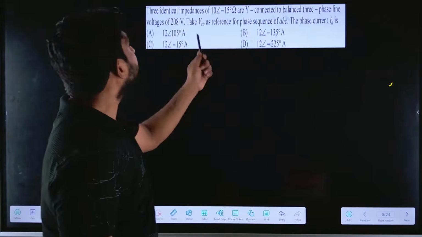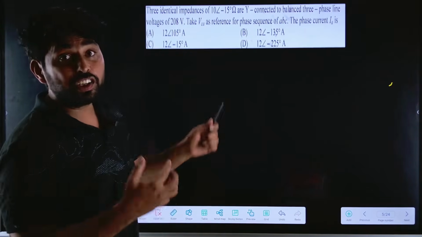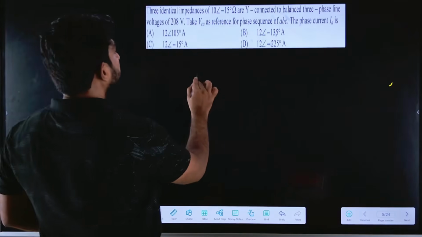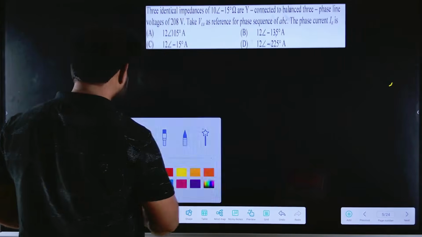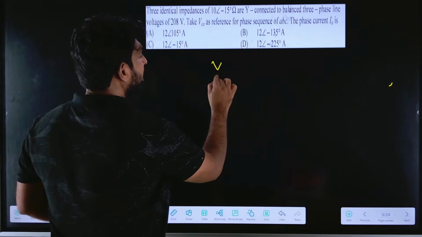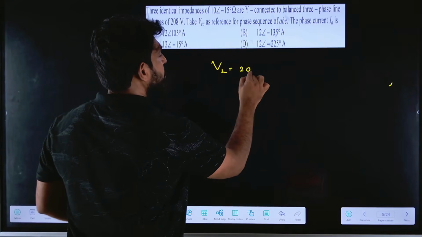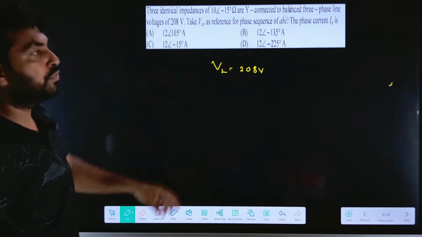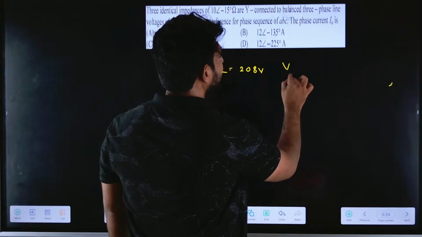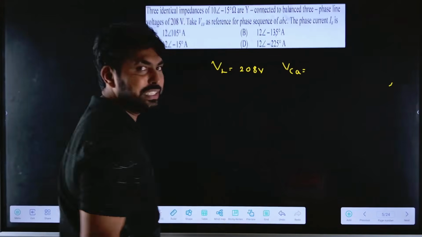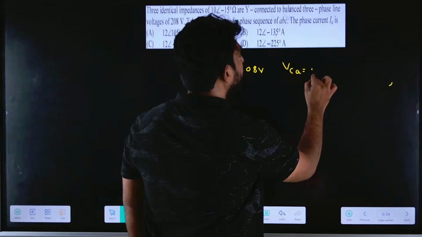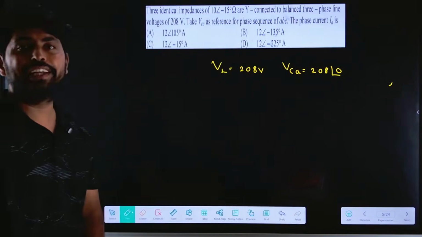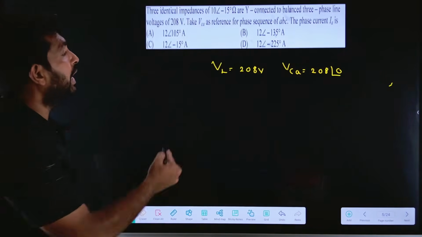Now we need to find the phase current IA, but we need to take the reference VCA. In this problem, the line voltage is given as 208 volts, right? So we need to take VCA as the reference, that is 208 at an angle of 0. So what we need to find is IA.